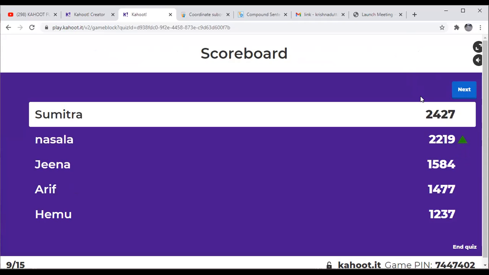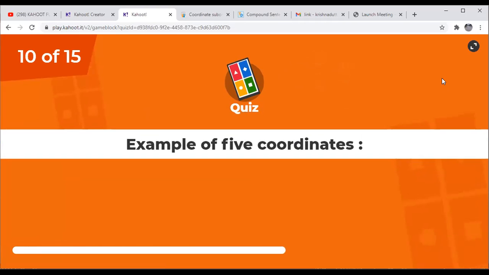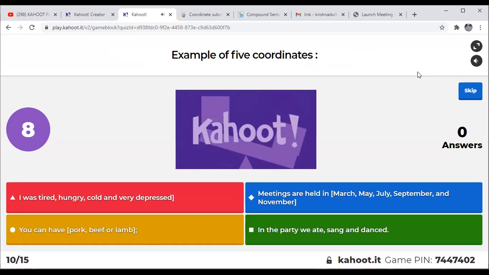Sumitraji again top. Next. And this is the last one. Example of 5 coordinates. It is very easy. You have to find out in the bracket 5 coordinates.